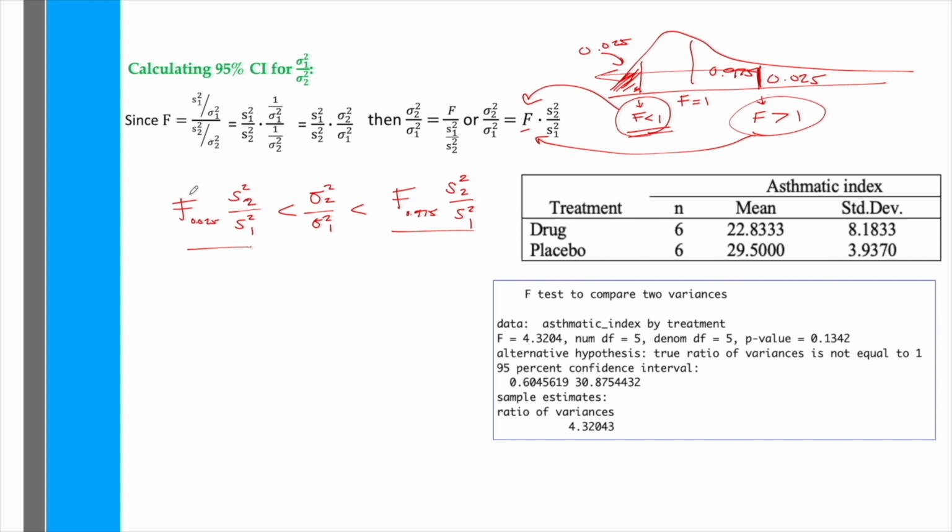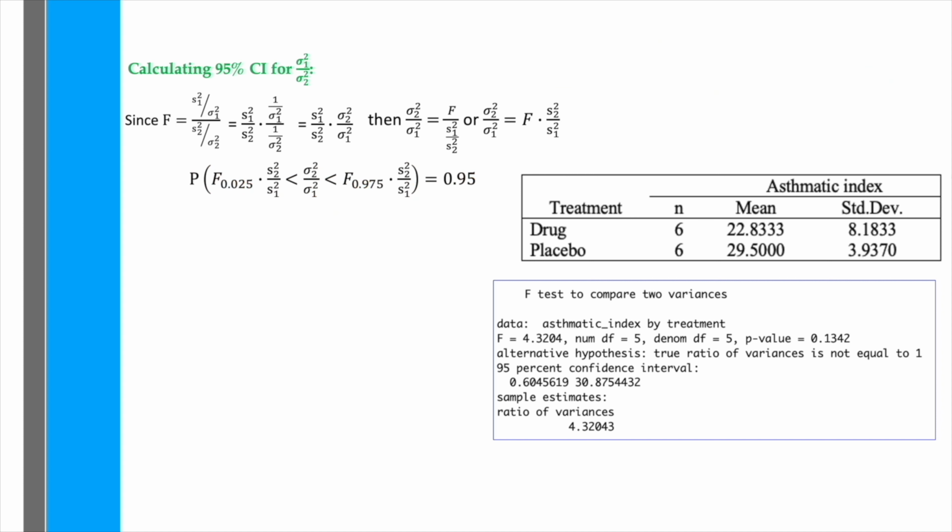So this is the 95% confidence interval for the ratio of the two population variances. However, what you must notice is that this is not the value that we are actually looking for. We're actually looking for sigma squared sub 1 divided by sigma squared sub 2, which is the reciprocal of this. So if we're going to get sigma squared sub 1 over sigma squared sub 2, we have to get the reciprocal of this part and also this part.